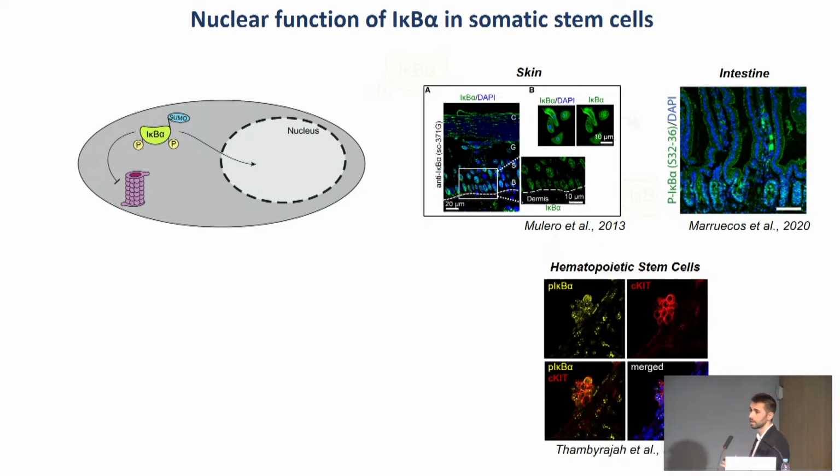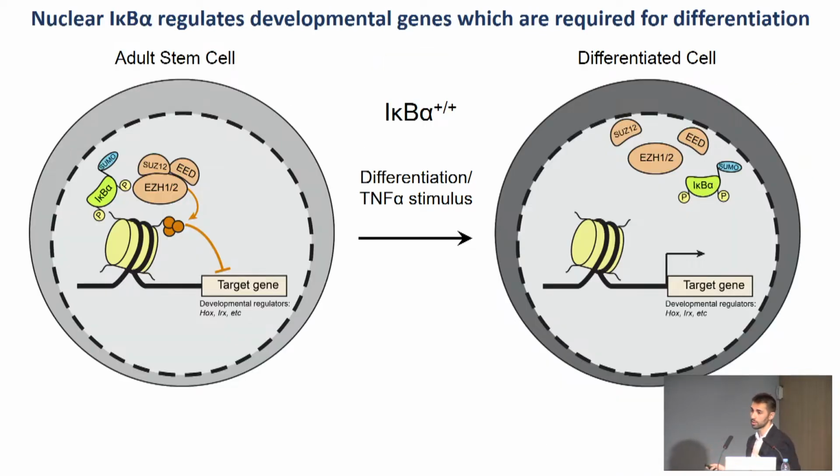But what is IκB alpha doing in the nucleus of those somatic stem cells? It was again demonstrated by our lab that IκB alpha was nuclear because it was binding to a specific subset of genes that were mainly developmental regulators, such as different HOX and Iroquois genes. And in a basal situation, IκB alpha was bound to inhibit their expression.